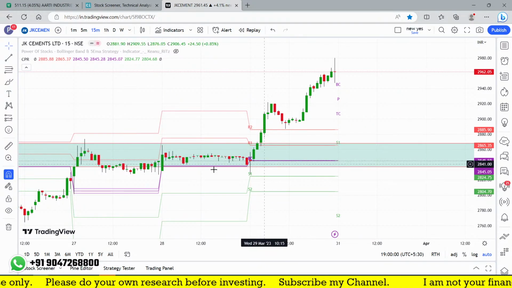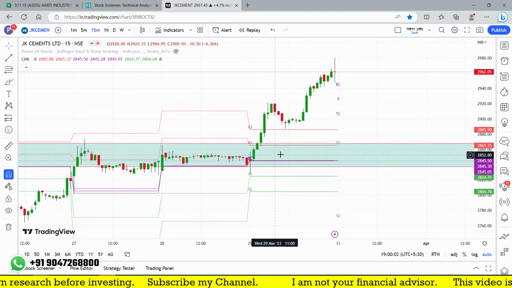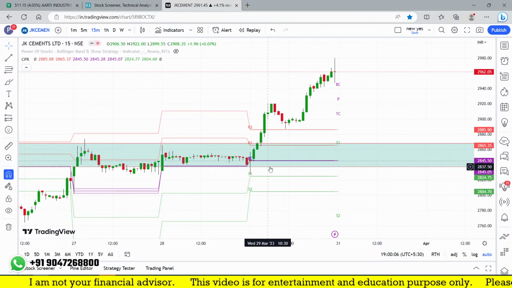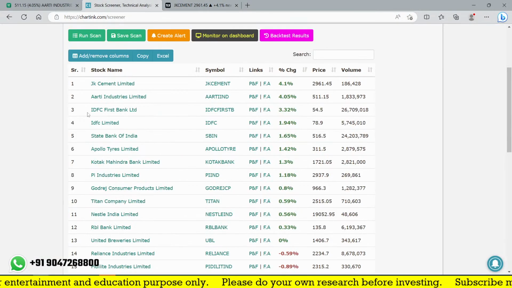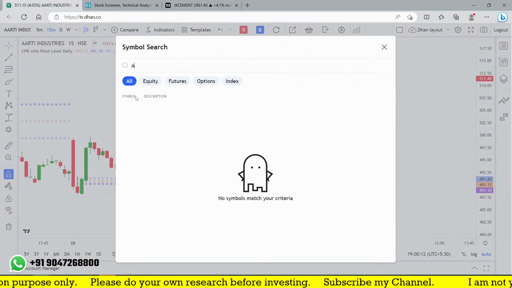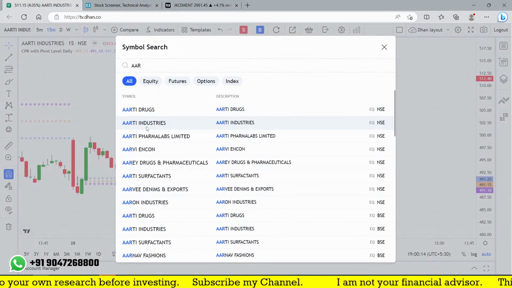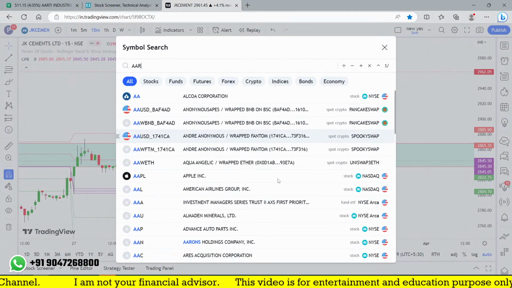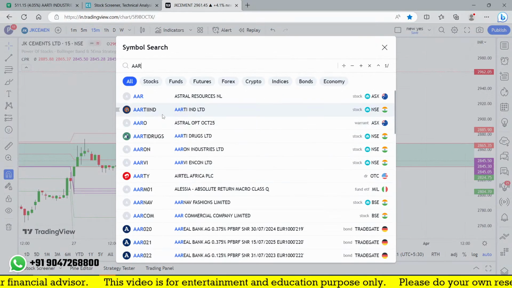It's a very narrow CPR. Yesterday also narrow CPR, today also narrow CPR. But if I want to check this narrow CPR in a particular stock, I need to do more than 50 stocks or 100 stocks. Aarti Industries, IDFC, Aarti Industries. Look at this. Here also we find out in TradingView. Aarti Industries.